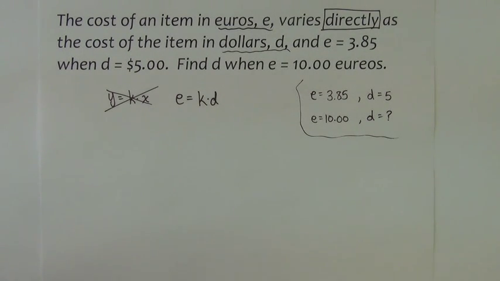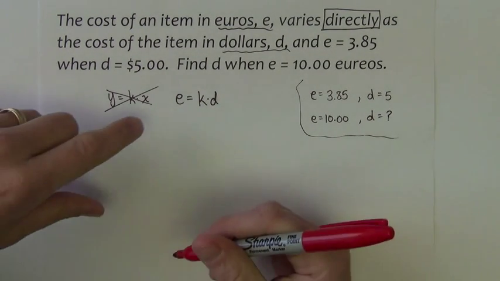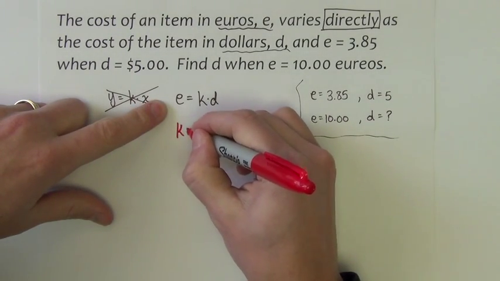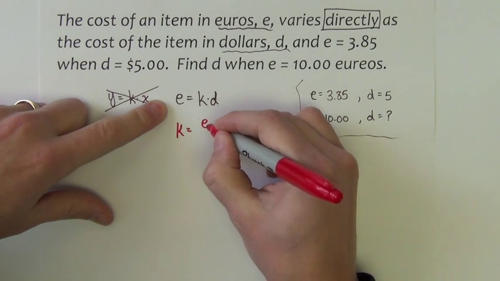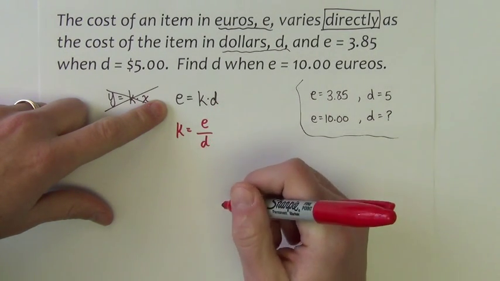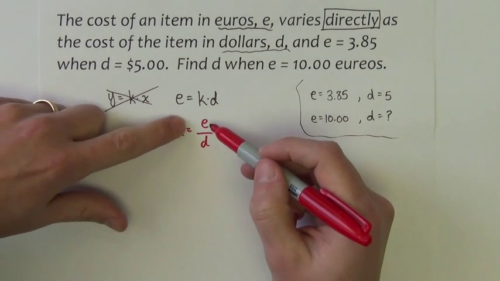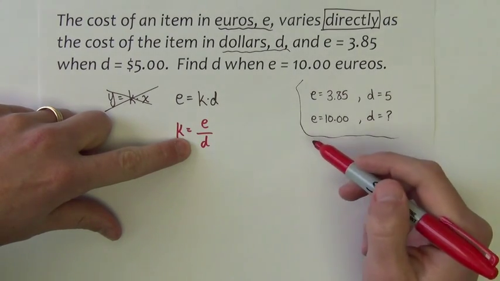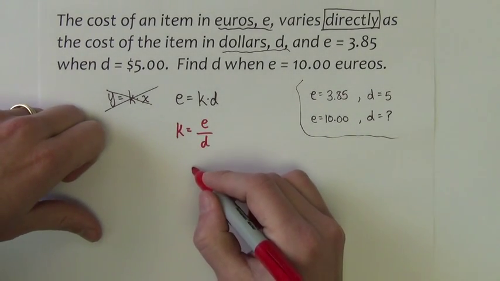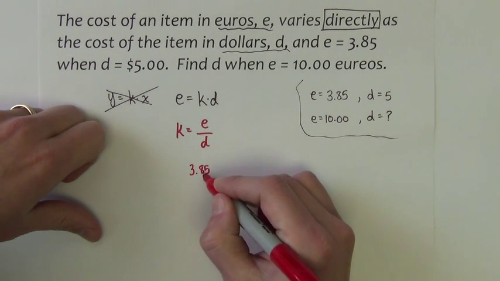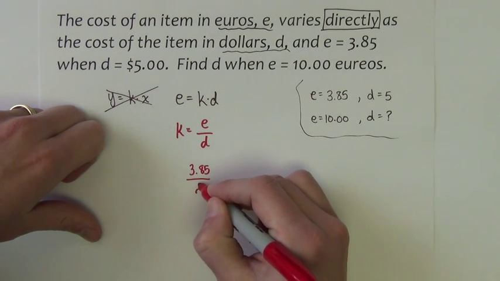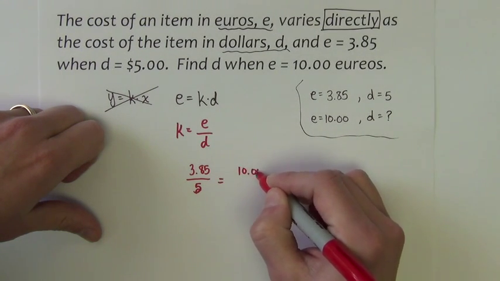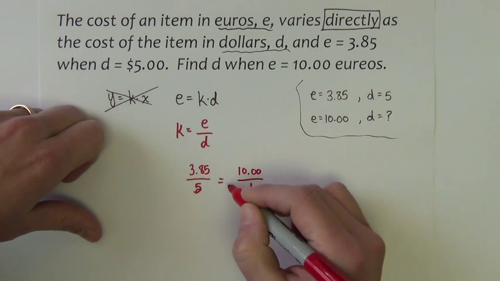So again, the way I like to do this, this is going to be the method 2 approach from the last slide, is I'm going to resolve this equation for the k. If I divide by D, K would be E divided by D. So I set up my proportion with euros divided by dollars, using these numbers over here. So it's going to be euros 3.85 divided by dollars, which is 5, equals euros 10.00 divided by dollars, D.